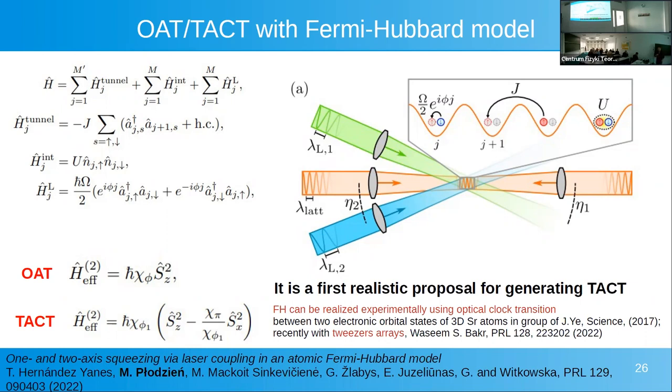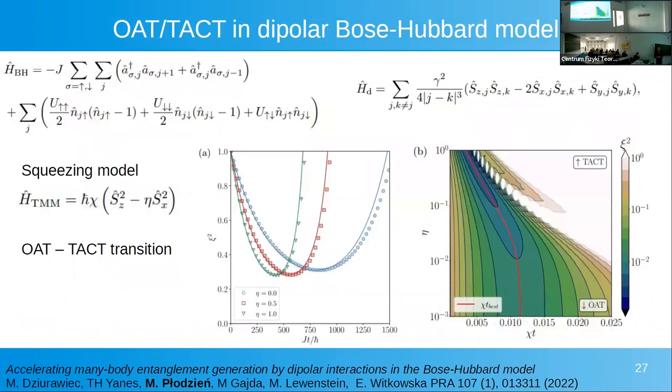So long story short, we have shown that it can be generated in the current experiments with the tweezer optical lattice, and this is particularly interesting for increasing the precision of atomic clocks. This was the story for showing basically the same story. Can we simulate OAT or TAT dynamics in some system? And we show that the Bose-Hubbard model with long-range dipole-dipole interaction allows us to obtain a model which can be tuned from pure OAT to pure TAT.